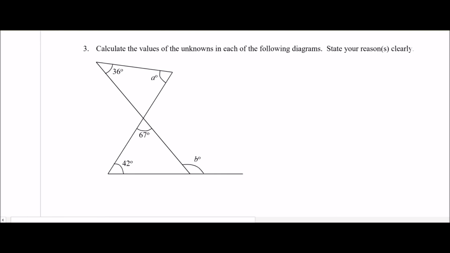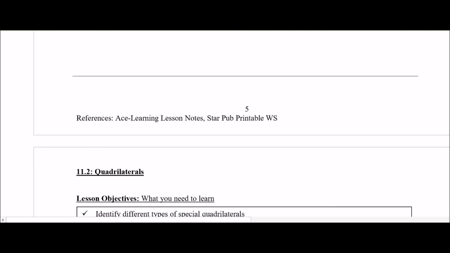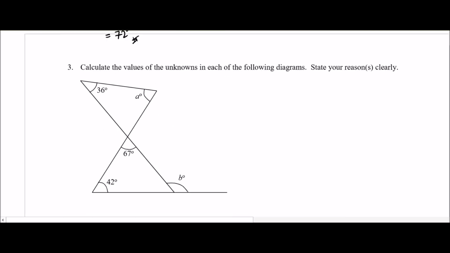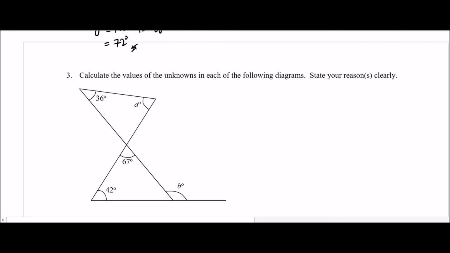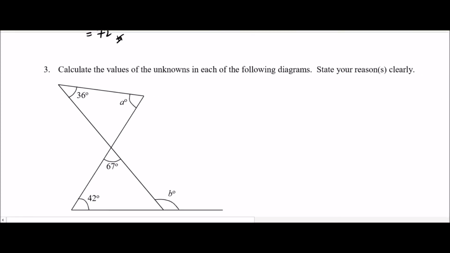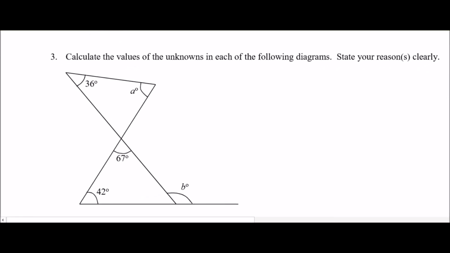Moving on. How many examples do we have? We have 2 more examples. Bear with me. This is the second last example. Calculate the values of the unknown in each of the following diagrams, and of course, not forgetting to state your reasons. So where are my unknowns? I have A here, I have B here. Let's take a look.